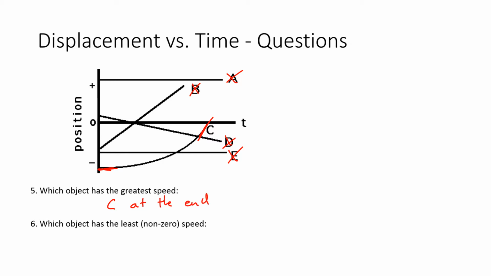Alright, which object has the least non-zero speed? So, non-zero speed, so it's not A, because that's 0 speed, not E, that's 0 speed. We said B is bigger than D, so it's not B, so B has a larger speed than D because its slope is bigger. So between C and D, C is going pretty slow right there, so its slope is probably smaller than D at the beginning. So which object has the least non-zero speed? C at the beginning.